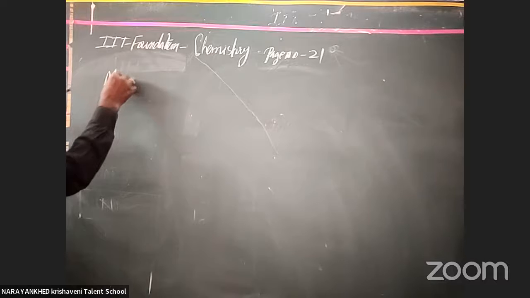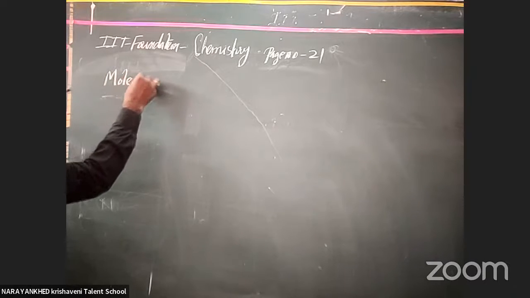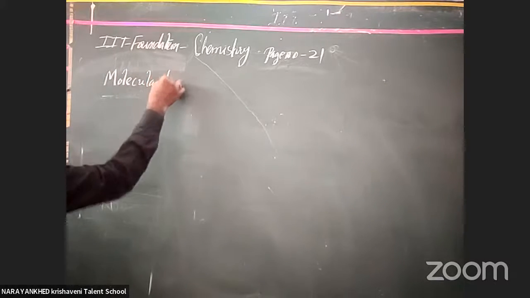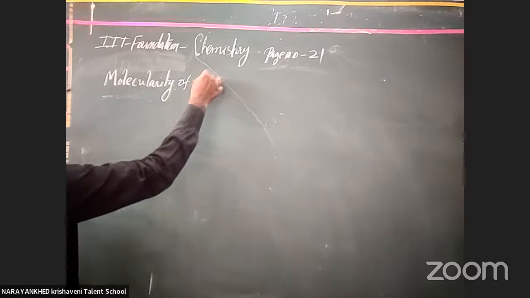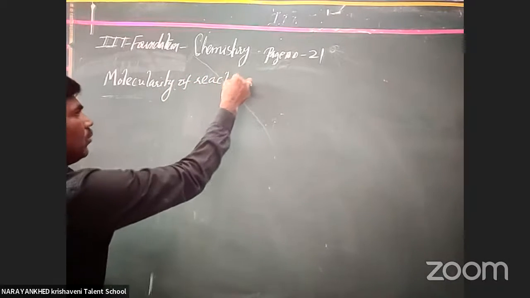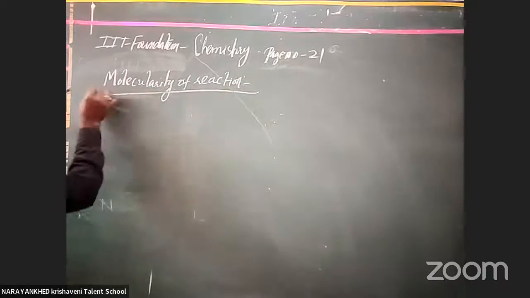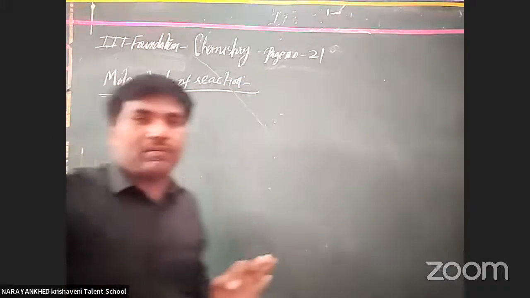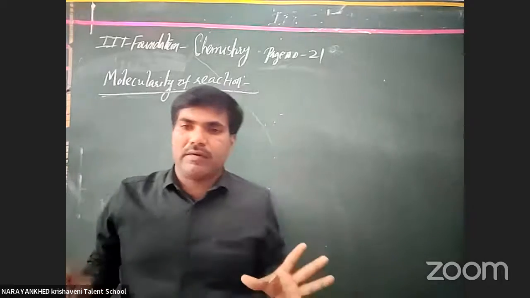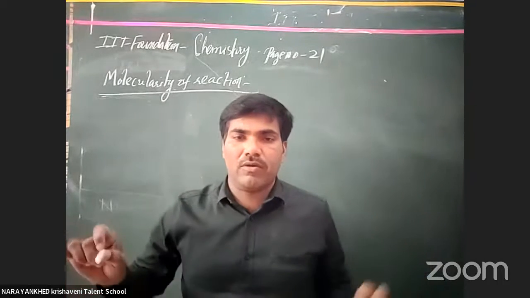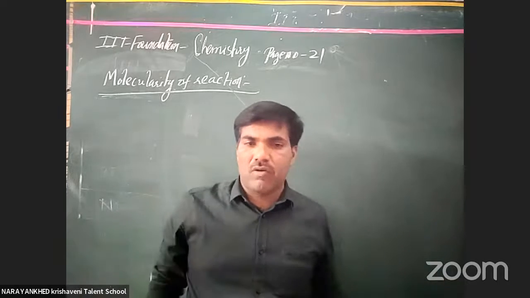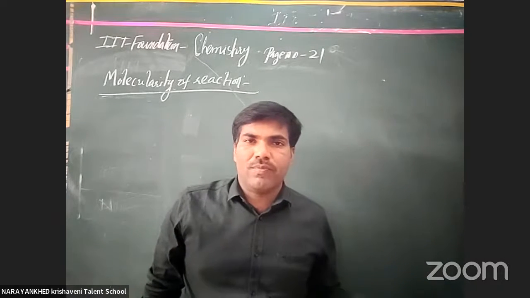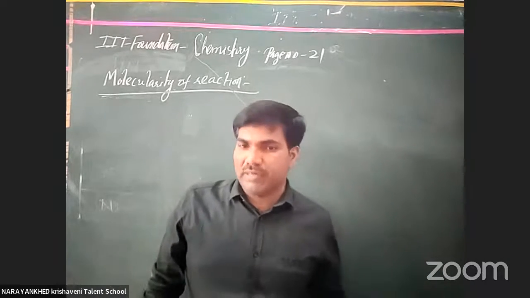Once again, in the last class we were discussing it, but we did not complete the molecularity of a reaction. So it is very important. How many molecules are present in our chemical reaction? What is the molecularity? Which one is called a molecule here? You know very well, a combination of atoms or elements is called a molecule.